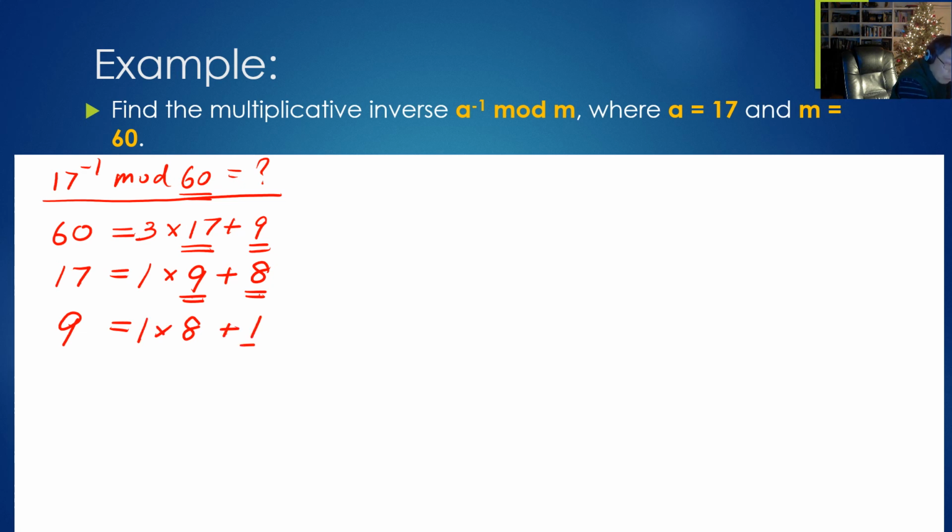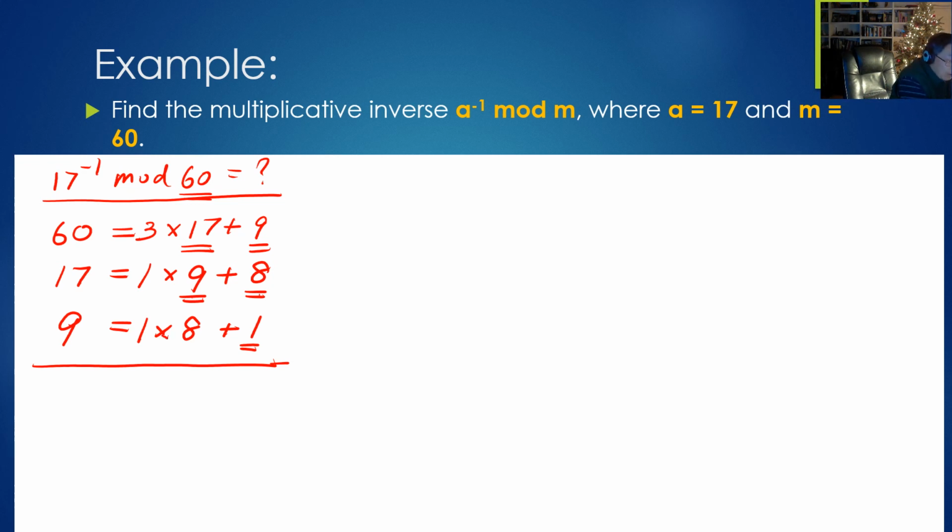Now once you got the remainder 1, then you know that I actually find the multiplicative inverse of 17 mod 60. Now how can I actually prove this? So here's what I'm going to do. I'm actually going to do this in the reverse order.